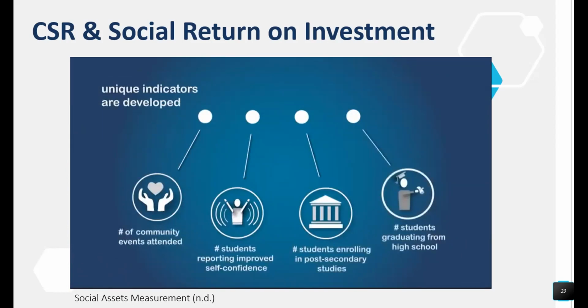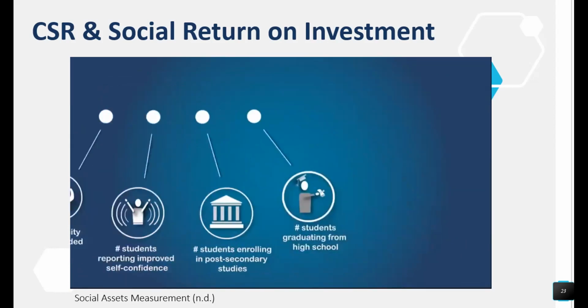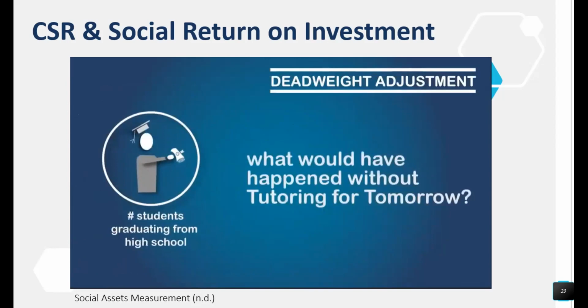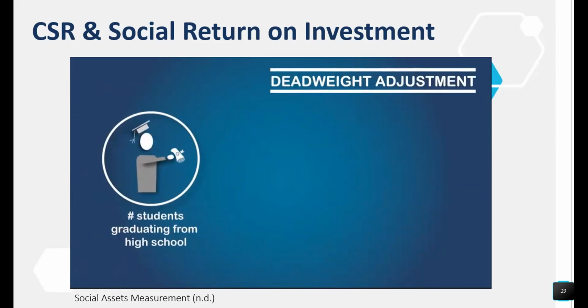These indicators explain the changes for students, but a question remains: how much of this change was caused by Tutoring for Tomorrow? To factor this out, adjustments are applied to isolate the impact of the organization. For example, the average graduation rates for youth at risk can be used as a baseline to determine how the students would have performed if they were not involved with the program.